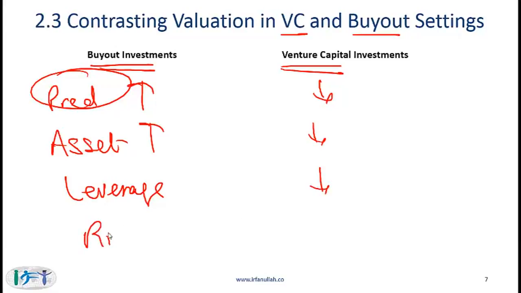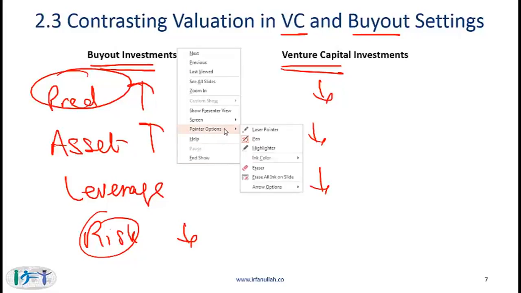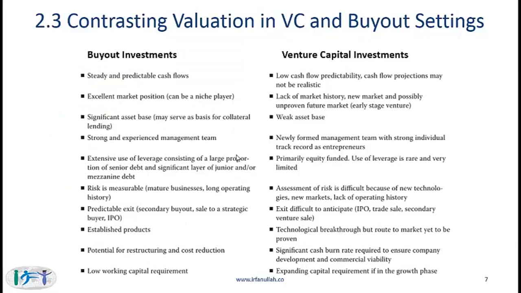And then risk. Obviously, there are risks involved with both buyout and VC investments, but with buyout investments, the risk is much more measurable because you have a much better sense for the cash flow. Also, relative to VC investments, we can say that the risk is relatively low. So I'd say that these are the 4 critical points. Now, if you look at the list in the curriculum, it is shown right here. It's a long list, and I would encourage you to read this, but keep in mind the main points that I just talked about.